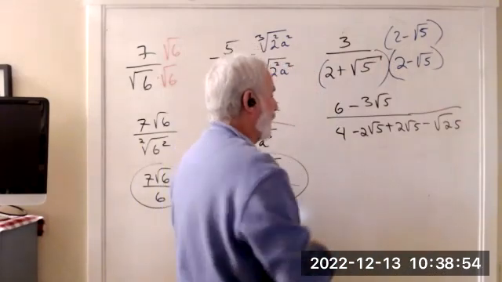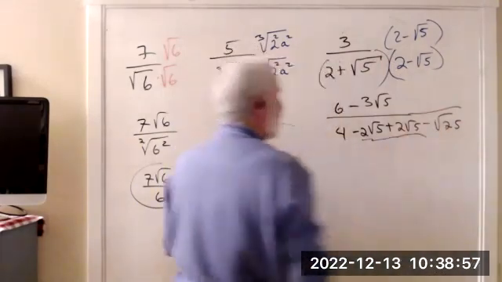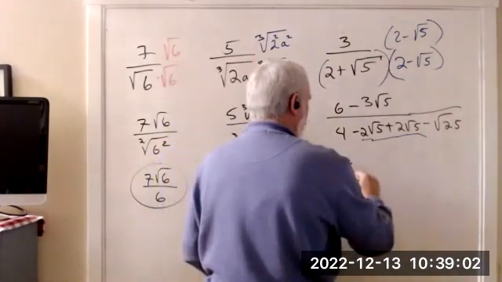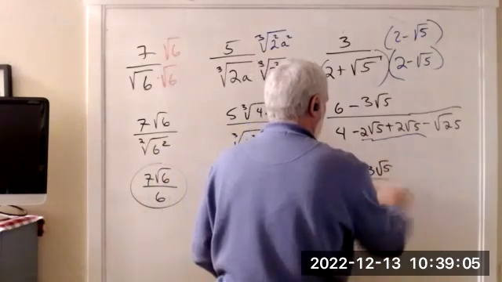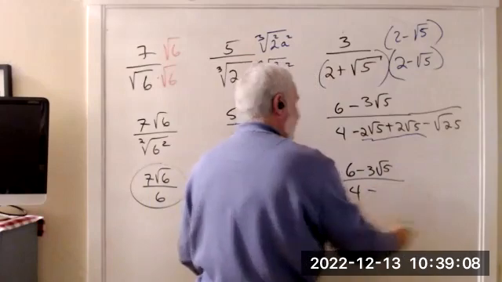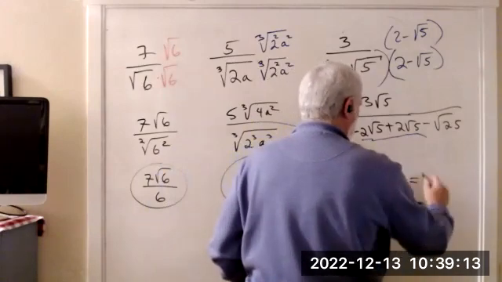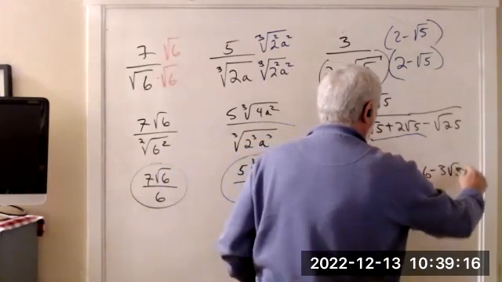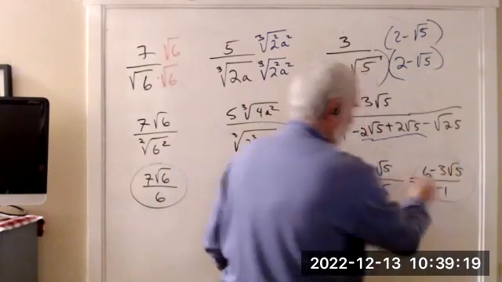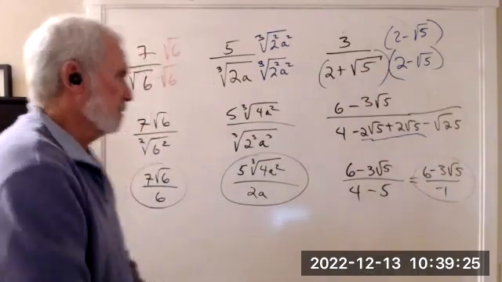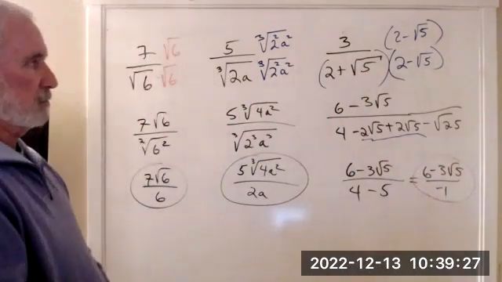Okay, so what happens here is the 2 radical 5s cancel out because one's positive, one's negative. So we get 6 minus 3 radical 5 on top. On bottom, we get 4 minus, that becomes a 5. So we get -1. So final answer, 6 minus 3 radical 5 over -1. Actually, that could be simplified a little bit more, but right now for tonight, I'm not going to worry about it. Does that help? Yes. Okay.